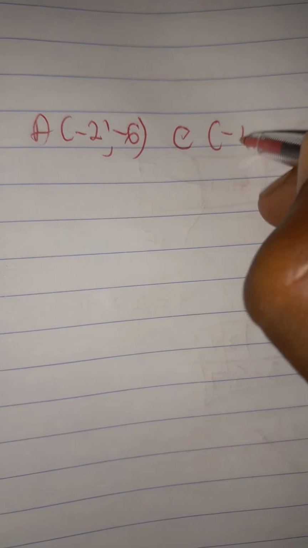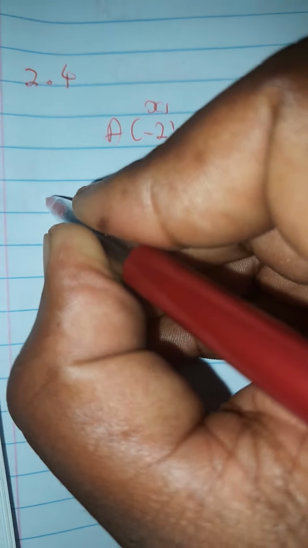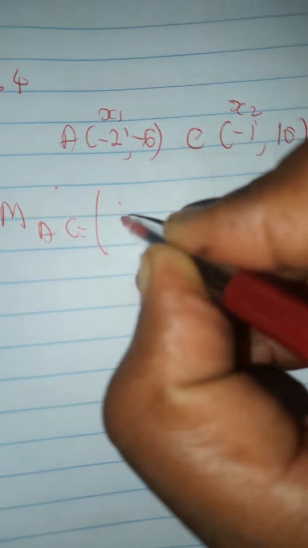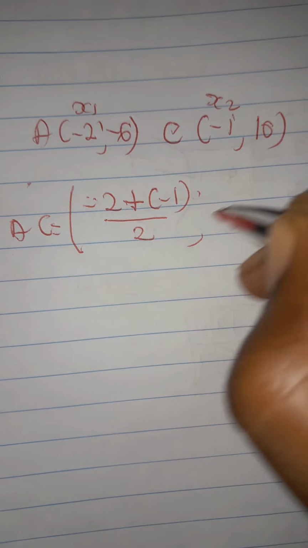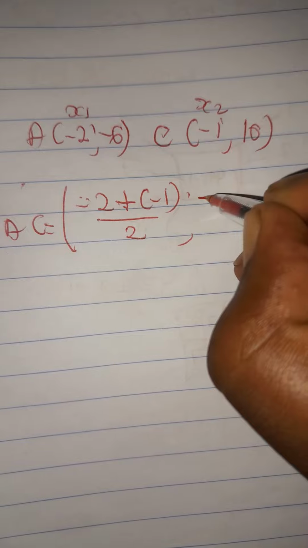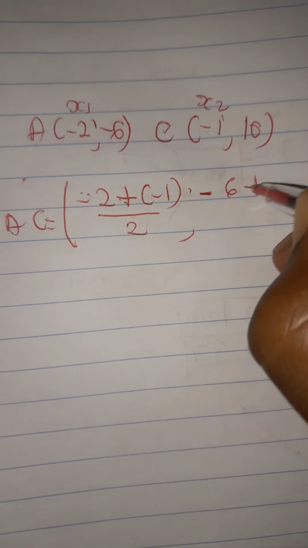The coordinate of A is negative 2 and negative 6. The coordinate of C will be negative 1 and 10. Okay, so to make things simpler, we know this is x1 and this is x2. So let's use AC. We are going to have x1, which is negative 2, plus x2, which is negative 1, divided by 2. Then y1, I mean, negative 6 plus 10 divided by 2.